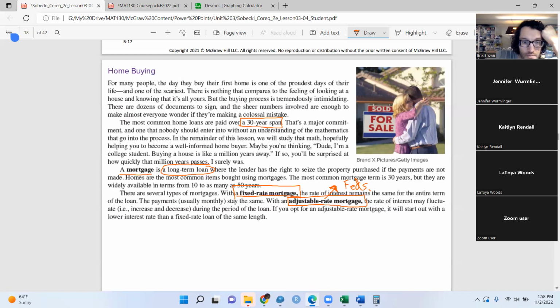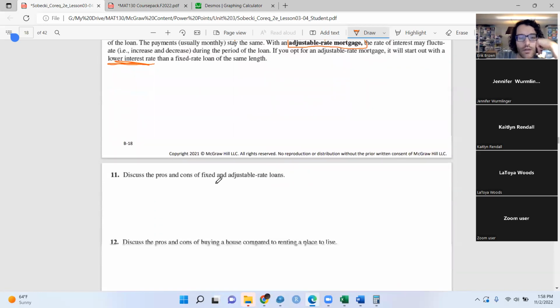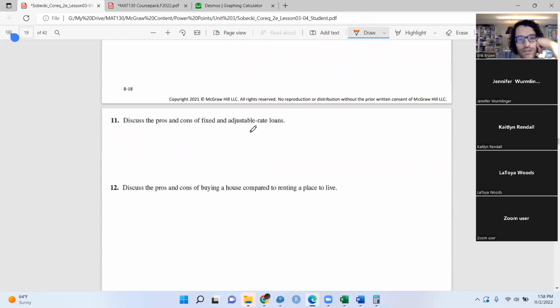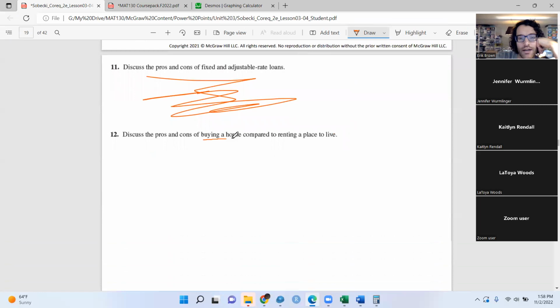Often the adjustable rates start with a lower interest rate than the fixed rate. And sometimes that's helpful if you can't afford the other one. You could get this and then hopefully refinance that adjustable into a fixed rate if there was a really good one. So that's this. The pros and cons of buying a house.